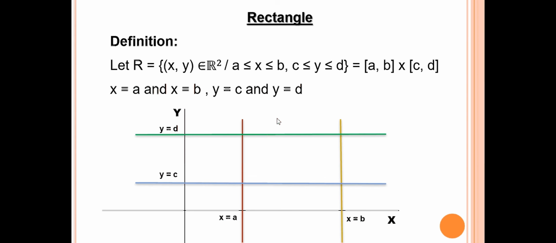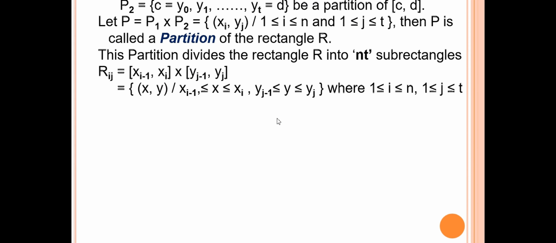So we have seen the rectangle. Now we are going to study about the partition of the rectangle. So here is the definition. We cannot define directly the partition of rectangle, but we are going to take the stepwise definition.